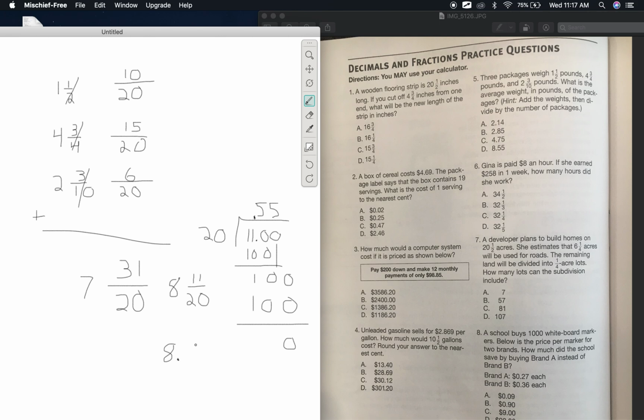It's not finalized yet, though. Because now, when you're trying to find the average, you have to divide by the amount of numbers that you got that total with. And with us, it was 3 different numbers, 1.5, 4 3/4, and 2 3/10. Okay, so that's number 5, right? Yeah. Okay, so now we need to do 8.55 divided by 3.